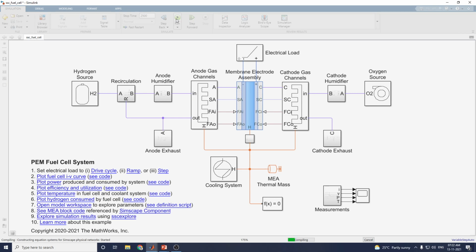In this way we can analyze this fuel cell system with three different sources. There is the electrical load. The previous one showed the drive cycle input. Now we are seeing it with the ramp load. It takes some more time to give the output. Please stay with us.